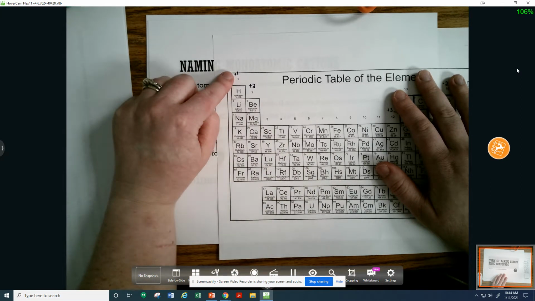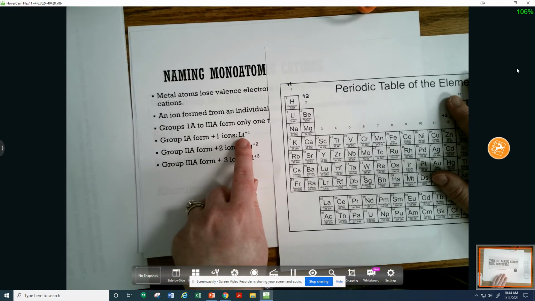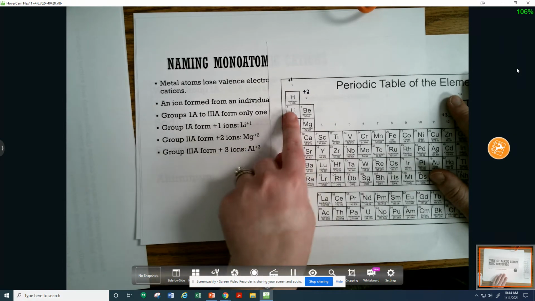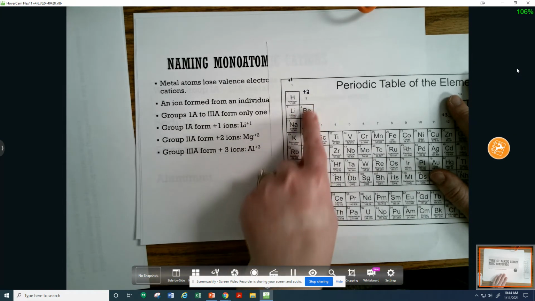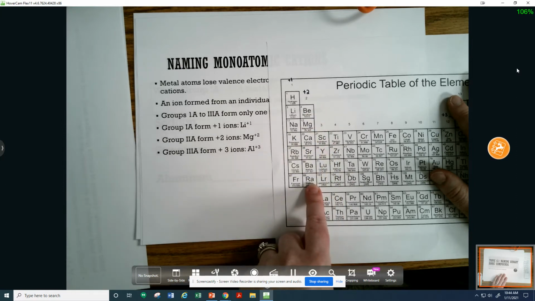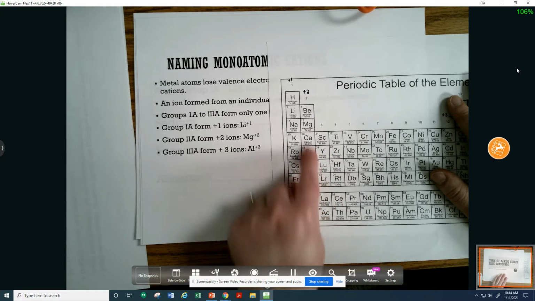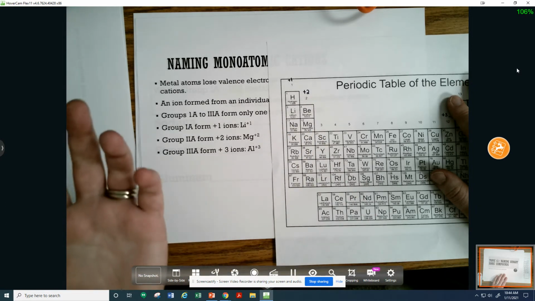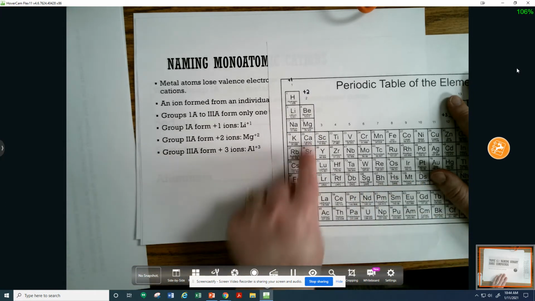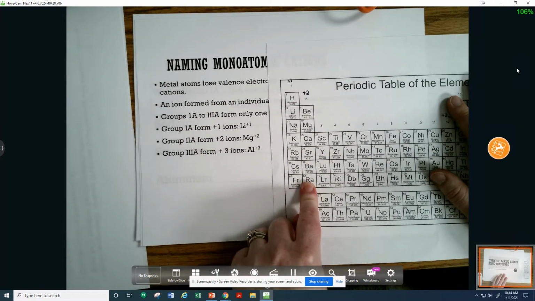Above the family, go ahead and write a +1. Something like lithium will always make a +1 charge. When you're in family 2, the alkaline earth metals, you have that S2 configuration. They have 2 valence electrons, so it's easier to lose 2 than to gain 6. They like to make a +2 charge.